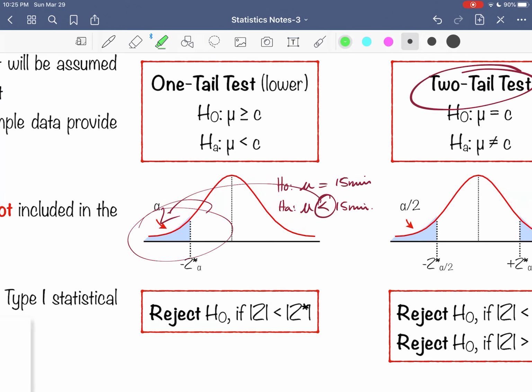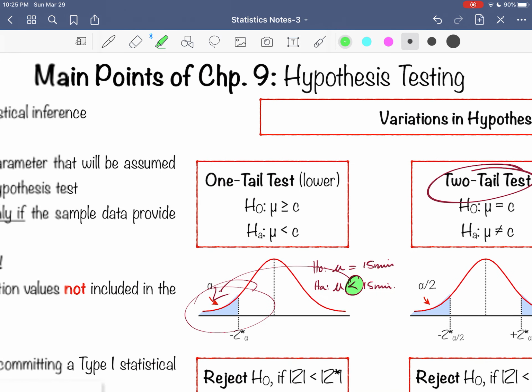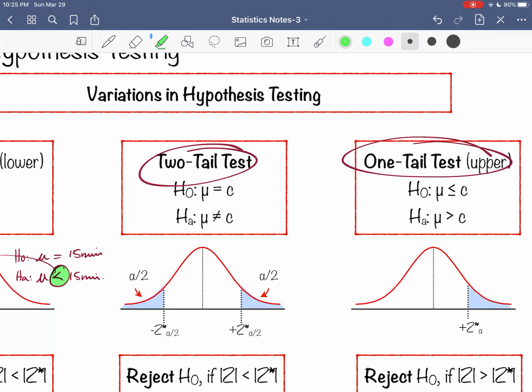And as a little trick, I always tell my students to pay all of the attention on the sign of the HA. The sign of the HA will tell you what kind of test you're going to run. So for example, let's continue with the clinic example. Same clinic.